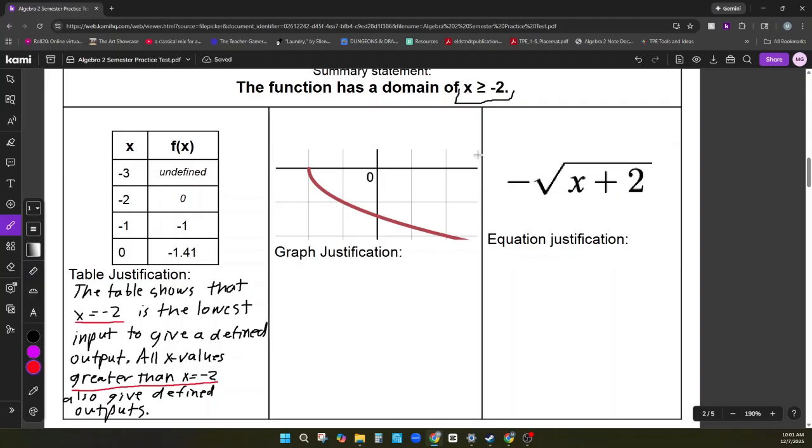Can these justifications be a little repetitive? Yeah, they can be, just because we're talking about the same thing. If anything, we're looking at the justification, the representation, and seeing how this supports my summary statement. So the information is going to be repeated a bit. In terms of the table, we're talking about values.